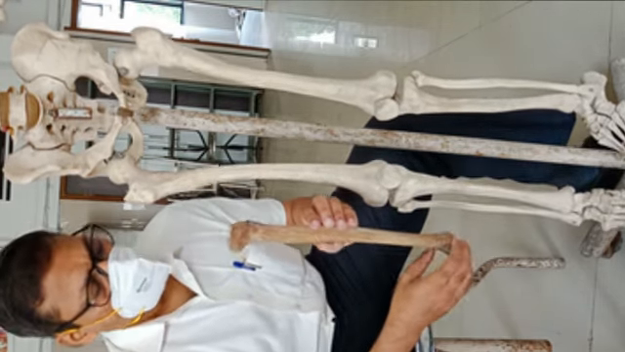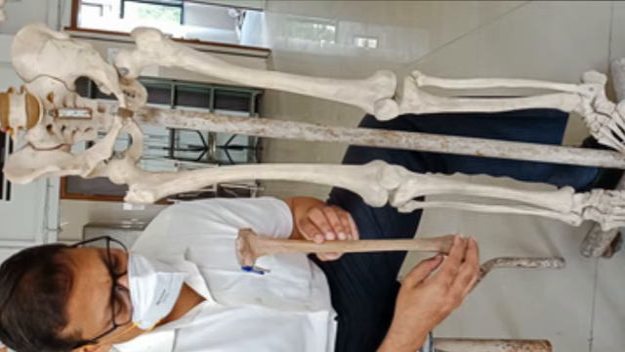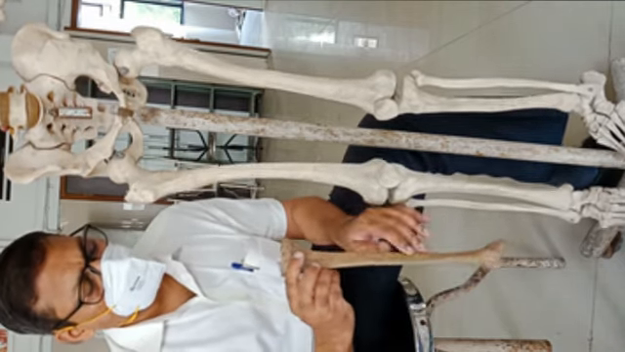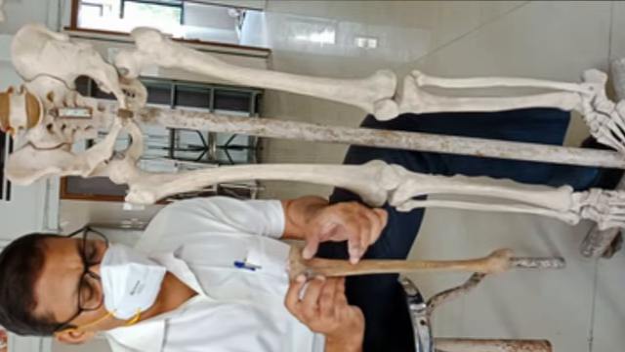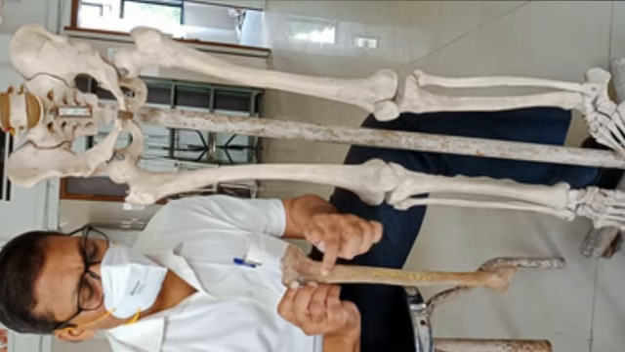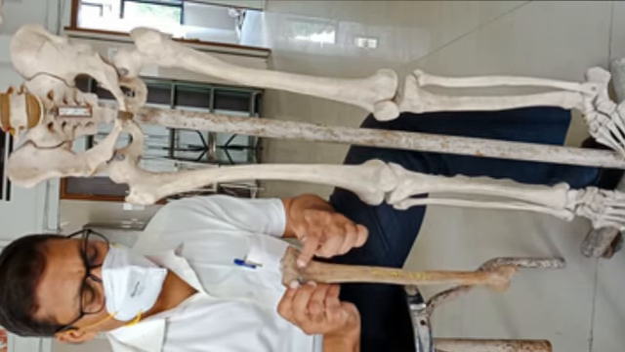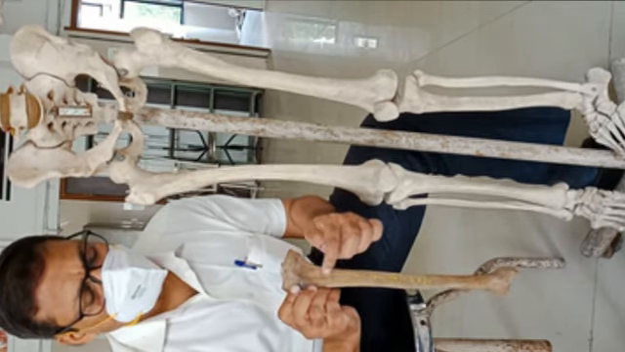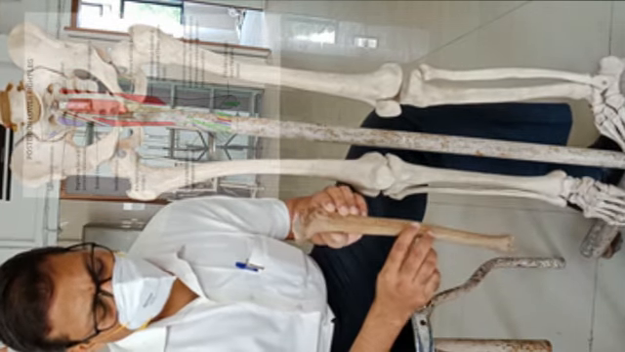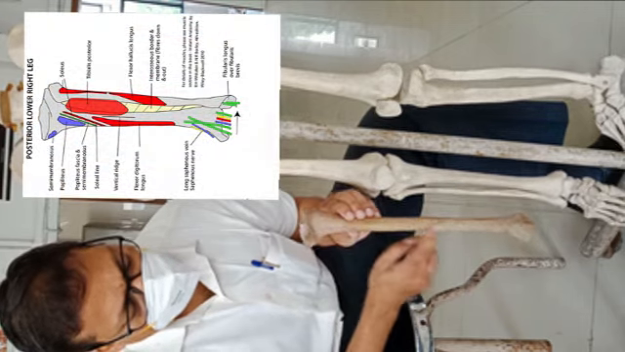Now coming to the posterior surface, because there is no muscle in the medial surface, only this upper part, we are getting these three muscles from anterior to posterior, in an opposite hockey stick manner. That is the sartorius, then gracilis, then semitendinosus.